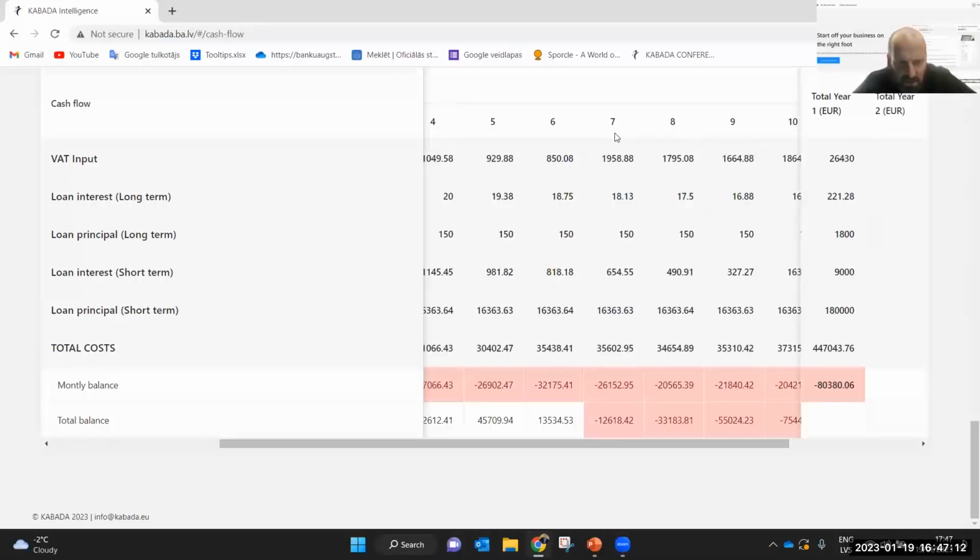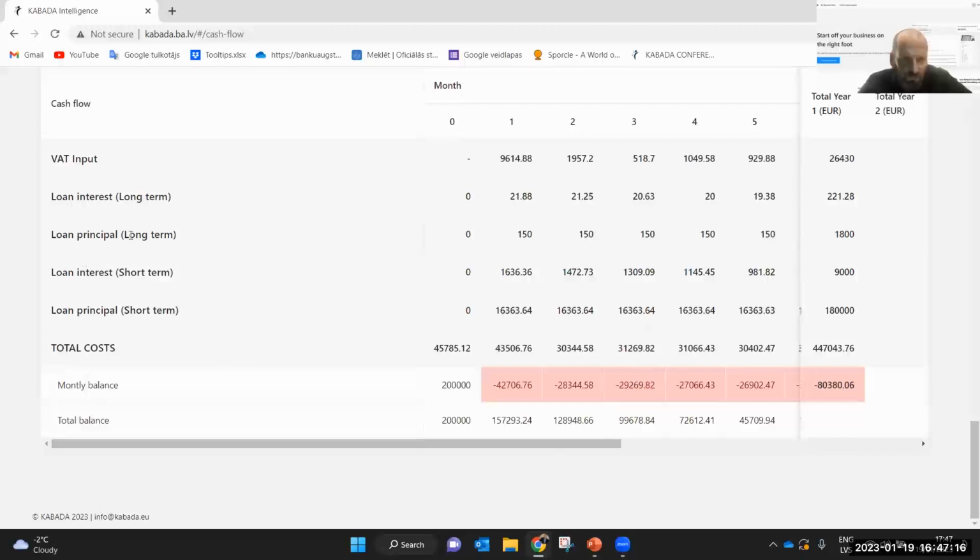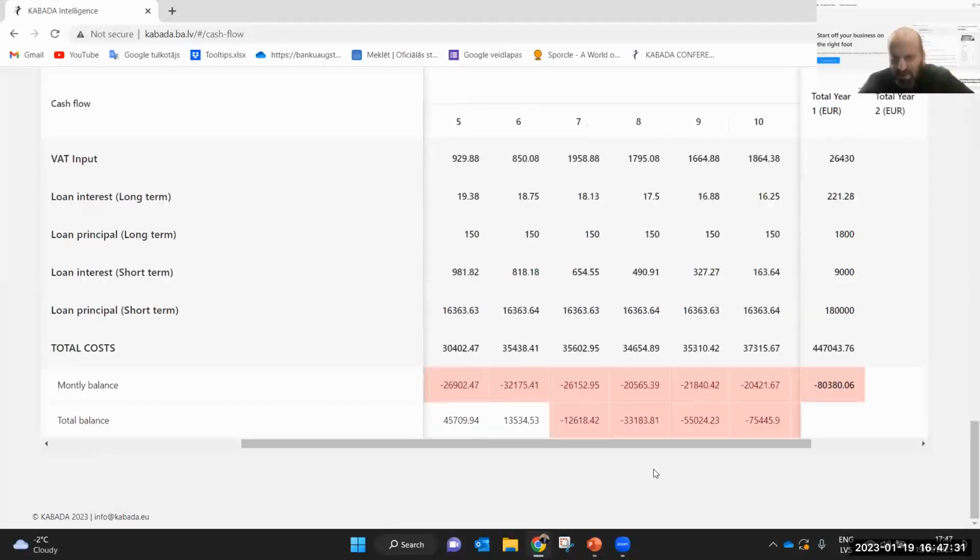Maybe you have to reconsider, like in this case, some credits or loans that you have taken. Maybe they are too big. Maybe they should be, instead of short term, some long term, so that the credit burden is not that big.